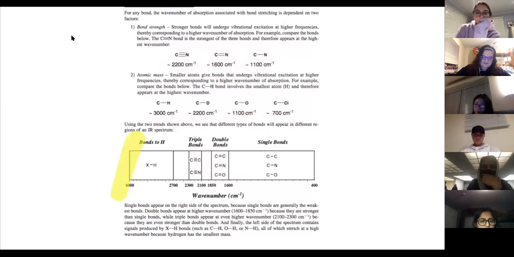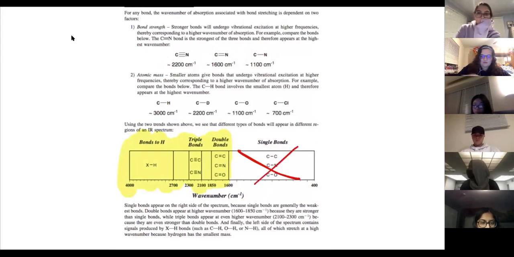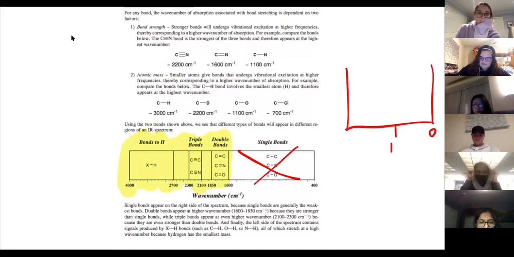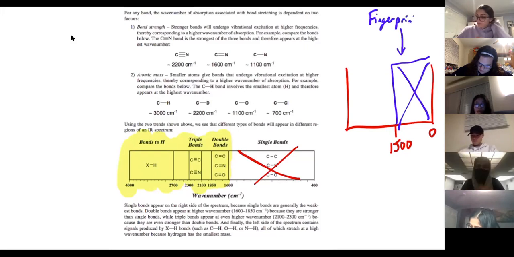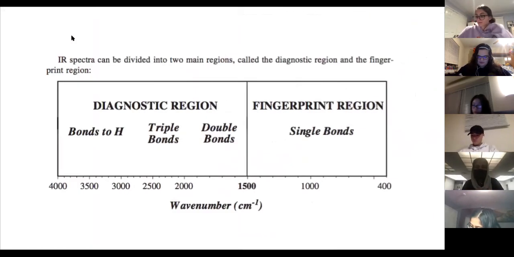I'd say the big one for this is here, just where you're looking at single, double, triple bonds and all that kind of stuff. Don't worry too much about this region. We only really care about that. Nobody cares about that. When you're looking at your IR spectrum, you're going to see numbers 0 to 1500 is the fingerprint region. That's the region we don't care about and we'll never look at. So 0 to 1500, you'll never look at that region. It's just a giant mess.